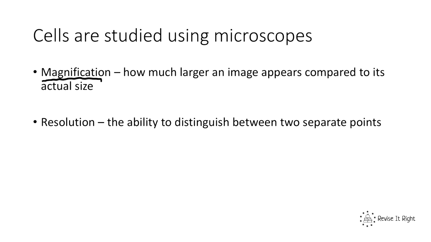Now, magnification is how much larger an image appears compared to its actual size. So the larger we make an image appear, the bigger the increase in magnification that we've given it. And then the resolution is the ability to distinguish between two separate points. Really, by that we mean how sharp an image appears.